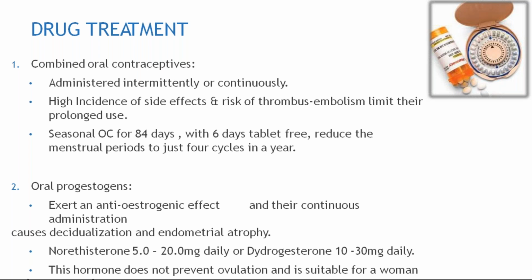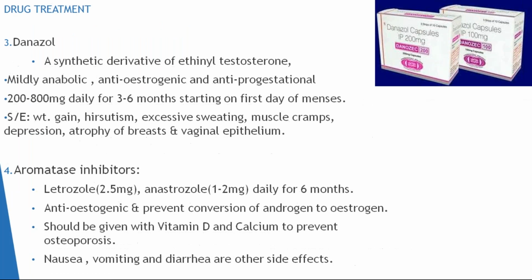So you can give norethisterone 0.5 to 20 mg daily or dydrogesterone 10 to 30 mg daily. So the first option will be OCPs. When you think a woman is contraindicated for estrogen, you can go for only progesterone. This hormone does not prevent ovulation and it is suitable for a woman who wants conception. OCPs prevent conception. So for drug treatment, one more option is danazol.